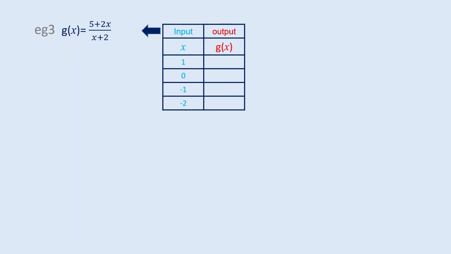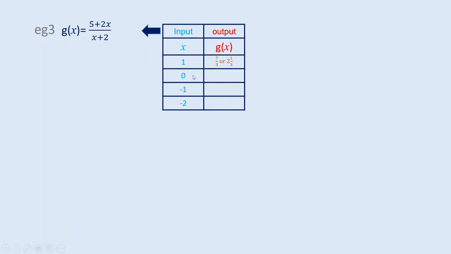Let's try inputting some values into this function. I input the value of 1 into this function. G of 1 would simply be 5 plus 2 times 1, which is 2. So 5 plus 2, that's 7, over 1 plus 2, that's 3. So that would be 7 over 3. Or as a mixed number, that would be 2 1/3.